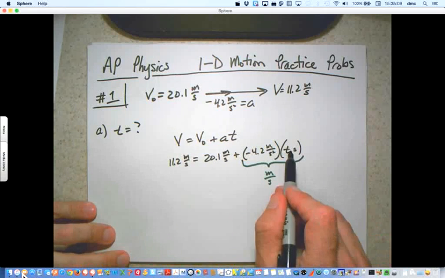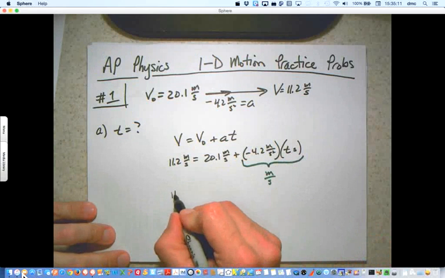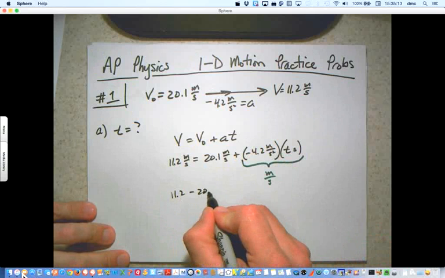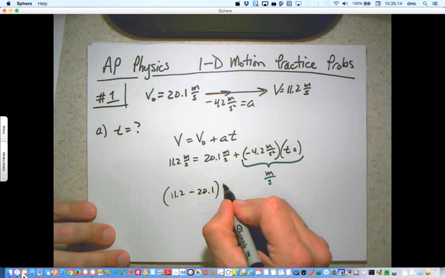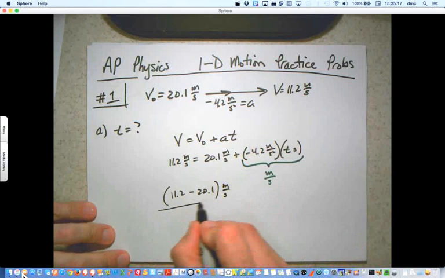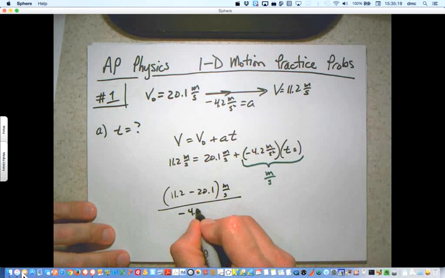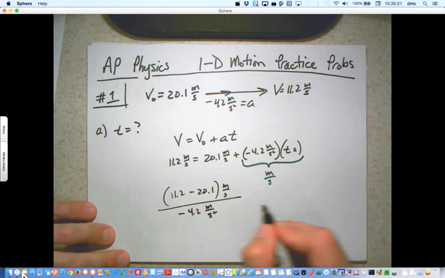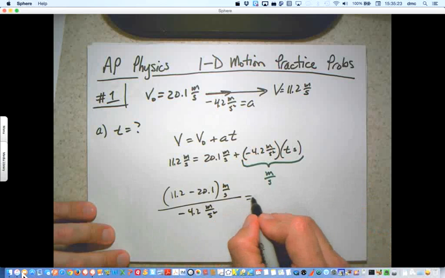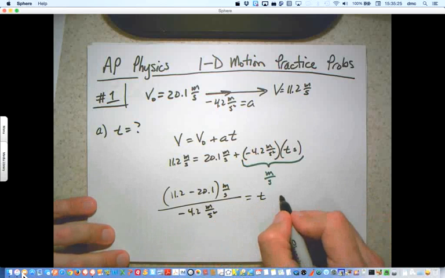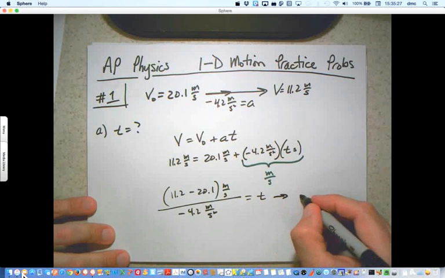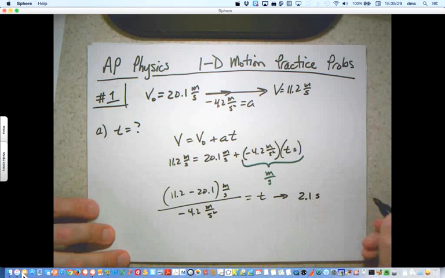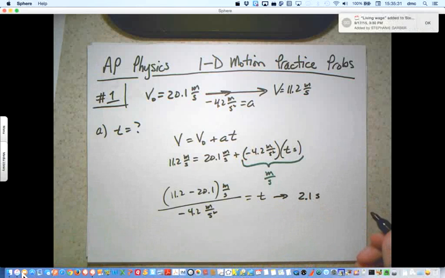So to solve for t, we would take 11.2 and subtract 20.1, and that's all meters per second, and divide that by negative 4.2 meters per second squared, and that will give us t, and the answer turns out to be 2.1 seconds, rounded to the nearest tenth. So that's the answer to part A.